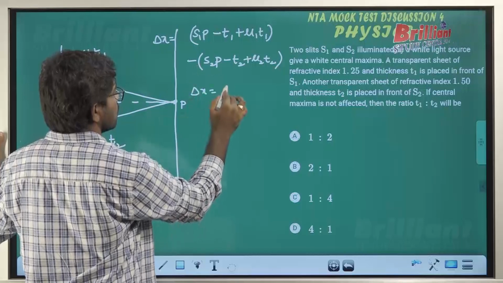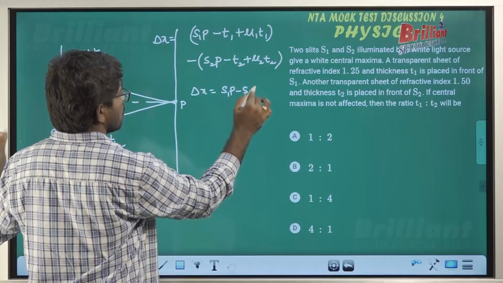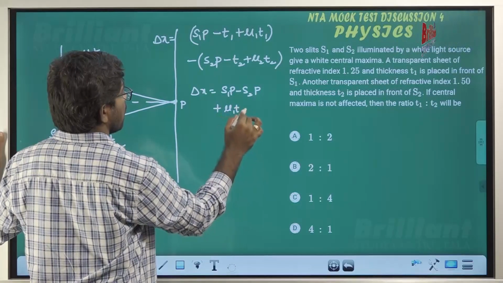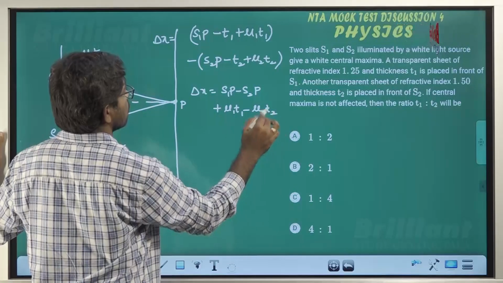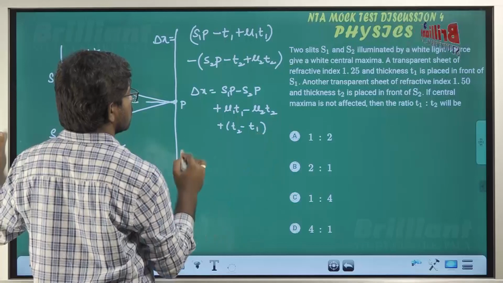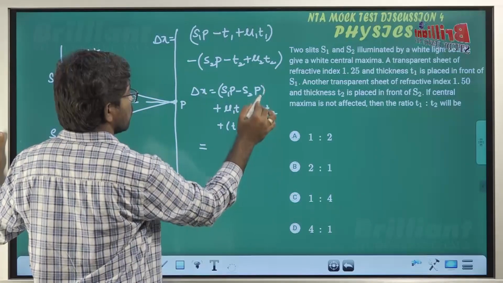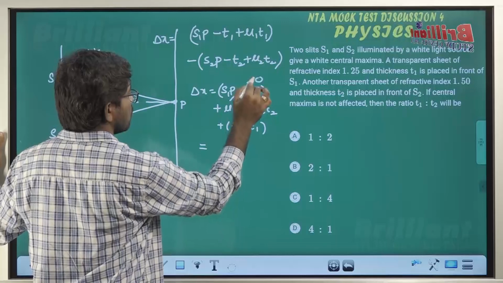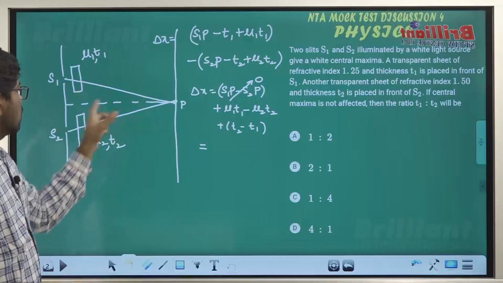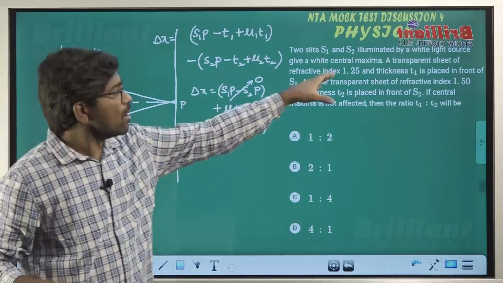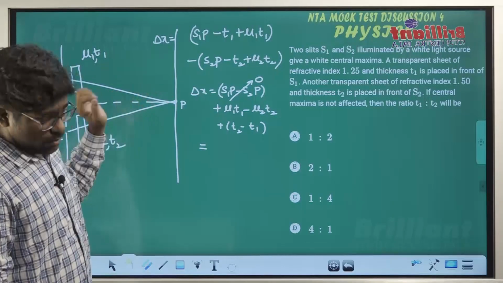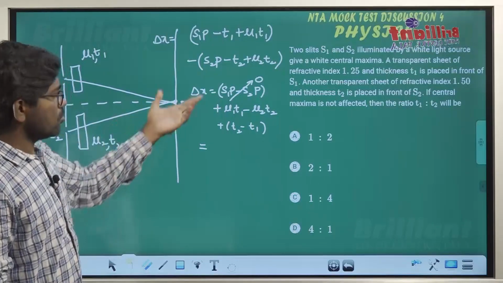S1p minus S2p plus nu1 T1 minus nu2 T2 plus T2 minus T1, right? S1p minus S2p should be 0, because this path difference is the central maxima. You can see this length and this length should be 0 because it's forming a maxima. Initially, when you place S1, S2, it's forming central maxima here. It means that S1p minus S2p should be 0.